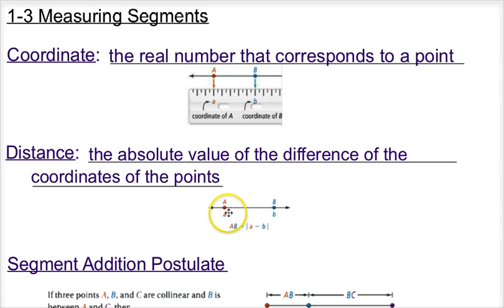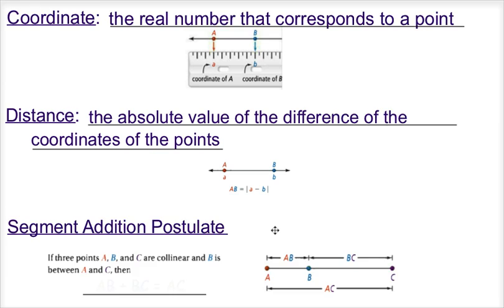And what I do is I take the coordinate of A and I subtract the coordinate of B, but the distance or length of something always has to be a positive number, so I'm just going to take the absolute value of that difference. So I'm going to take the coordinate of A, the coordinate of B, and subtract them, and then just make sure my answer is always positive by taking the absolute value. So it's the absolute value of the difference of the coordinates of the points.